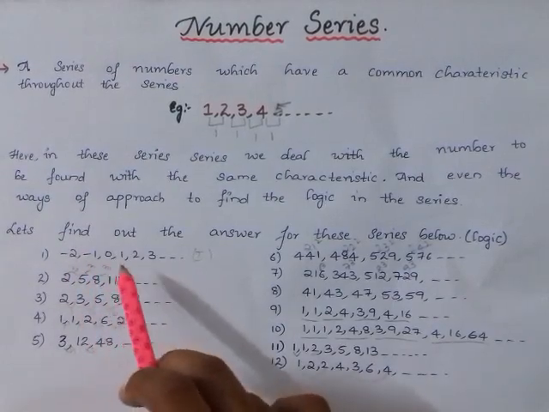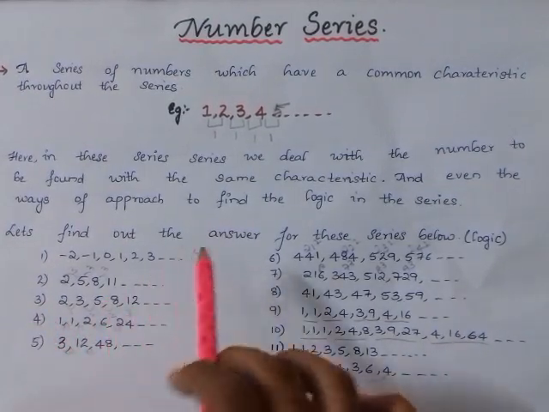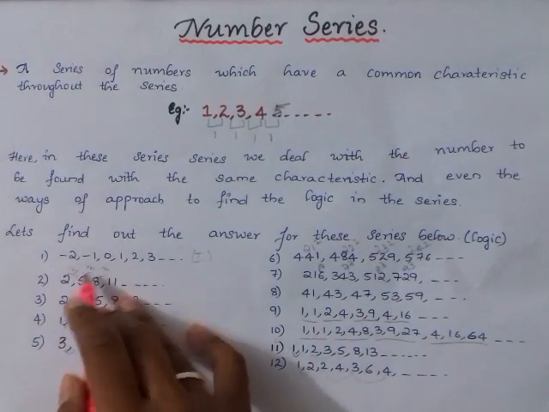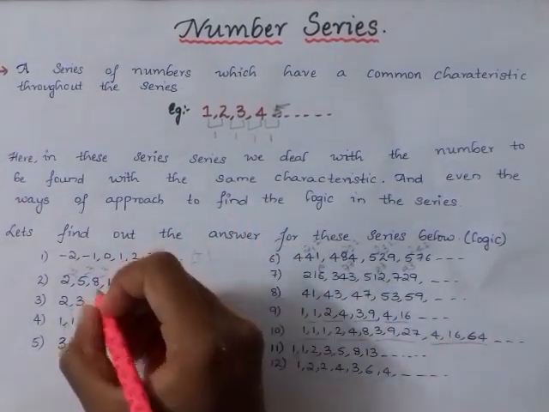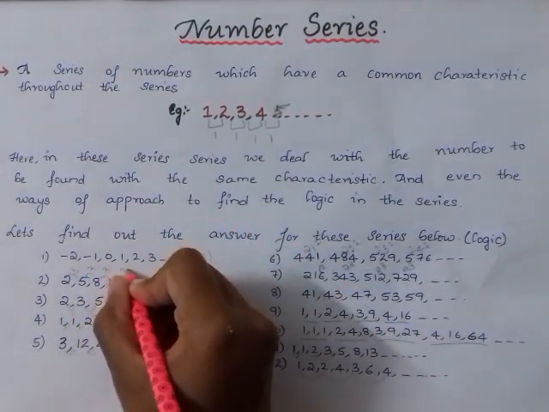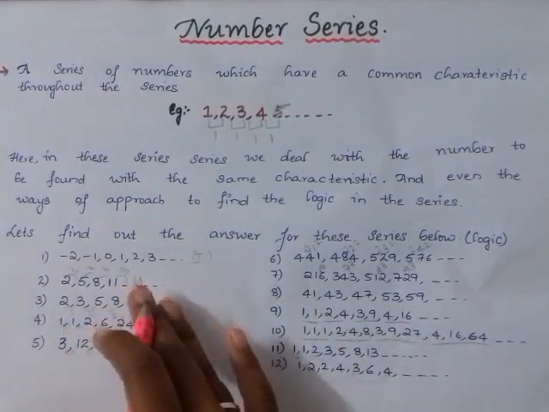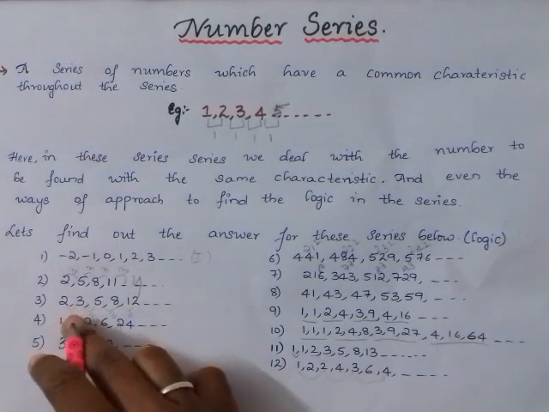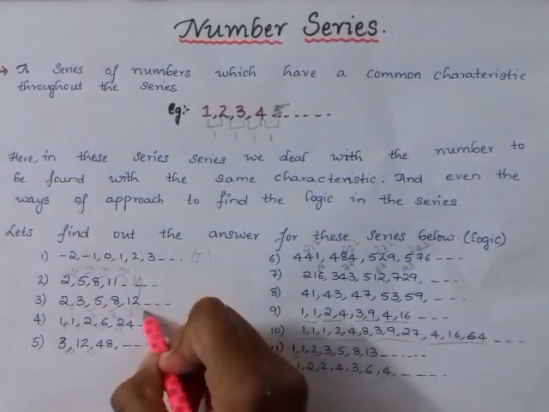-2, -1, 0, 1, 2, 3. They are a series of integers. 2, 5, 8, 11. The gap is 3. Here the gap is 3, here gap is 3, here gap is 3. So the next number will also have a gap of 3 and it is 14. Next 2, 3, 5, 8, 12. The gap is 1, 2, 3, 4. Next number will have a gap of 5.